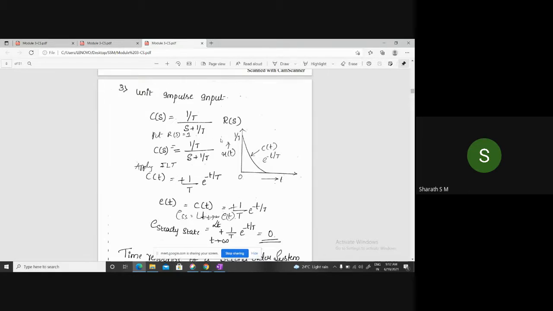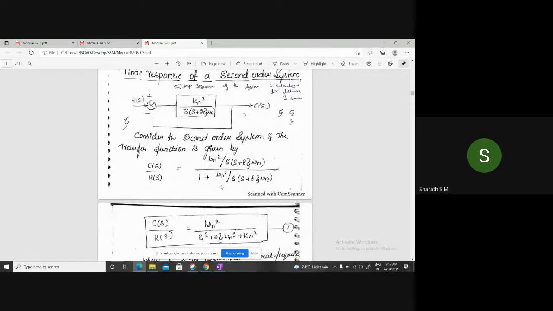In the same way for unit impulse, so this is the transfer function of unit impulse. So c of s is equal to 1 over t divided by s plus 1 by t. So apply the inverse Laplace for this, so it remains with the exponential term 1 over t, retain the numerator part same as it is. For this 1 by s plus 1 by t, you will get it in terms of exponential, this e power minus t by t. That's it.